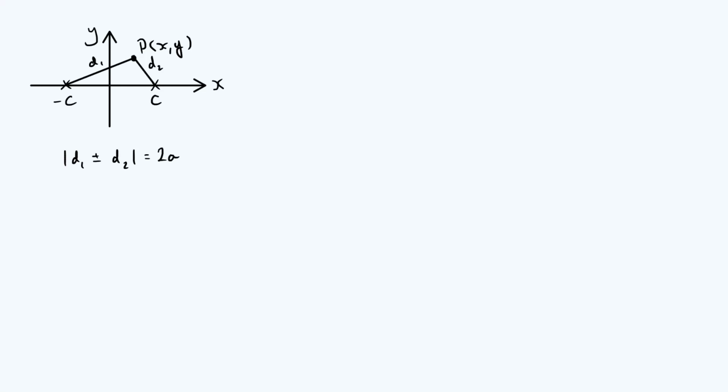Now the defining condition for an ellipse is that the sum of d1 and d2 is a constant, while the defining condition for a hyperbola is that the absolute value of the difference between d1 and d2 is a constant, and therefore we can summarize both of those conditions in this equation where I've put them together by using a plus or minus sign. Now in this equation, a is just a positive constant.